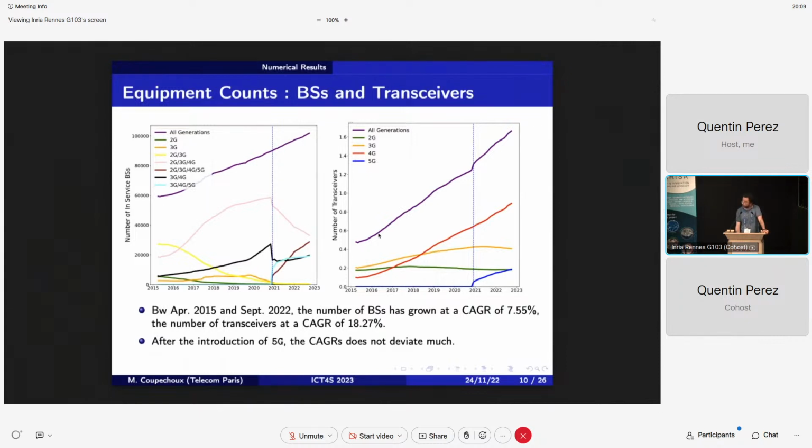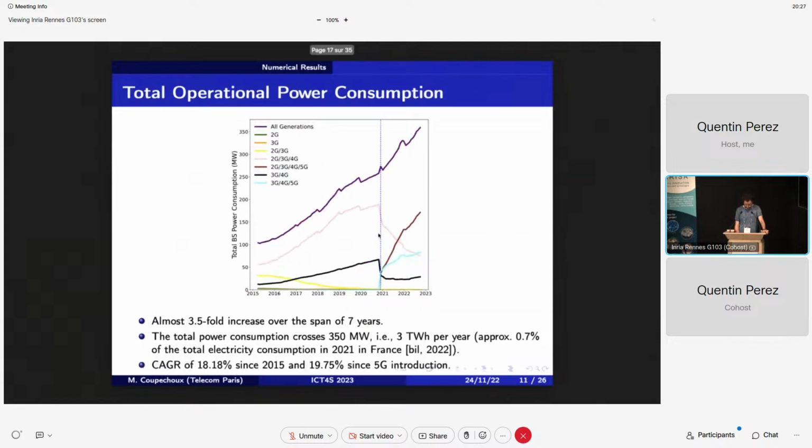And after the introduction of 5G, the growth rate is not deviating too much, because 5G is probably co-located with 4G most of the time, and also because some 2G and 3G components are decommissioned. So if I plug my power model on this database and on these numbers, we see a very big increase in the total power consumption of the BS, maybe multiplied by 3 or 4 within 7 years.